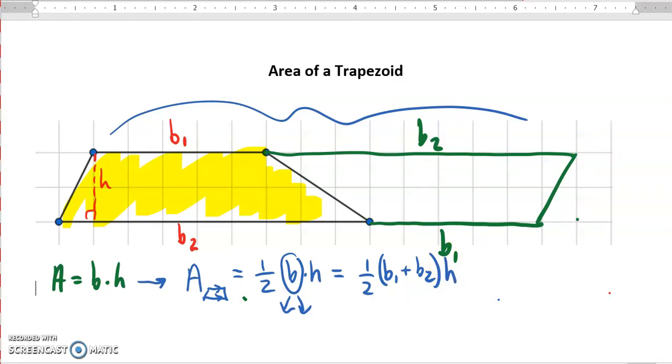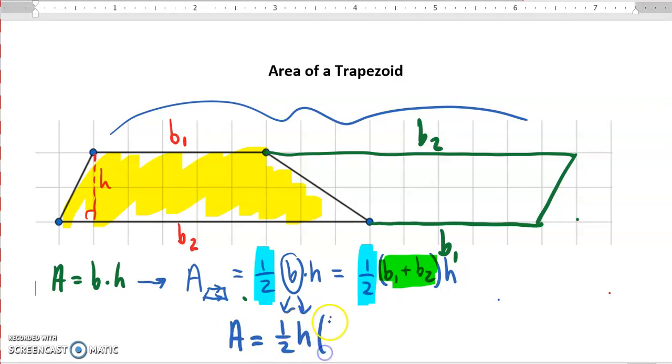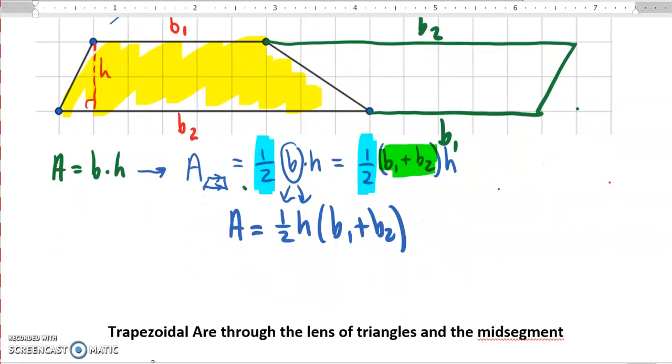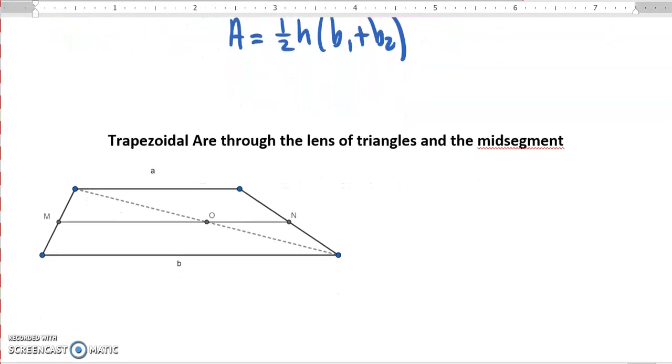Now this 1/2 will take into account that I'm only looking for half of the area. That's why I'm writing that here. The base 1 plus base 2, that's the base of your parallelogram, and then times your height. Without the 1/2, I'd be finding the entire area of the parallelogram. Add in the 1/2 multiplying factor, then you're going to find just the area of a trapezoid. So in short, the area is just going to be 1/2 times your height times the sum of your bases. Notice I just put the height in a different order because in multiplication, the order does not matter. So there's one formula for the area of a trapezoid.